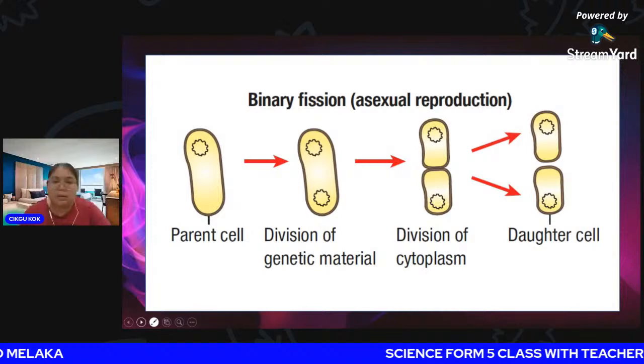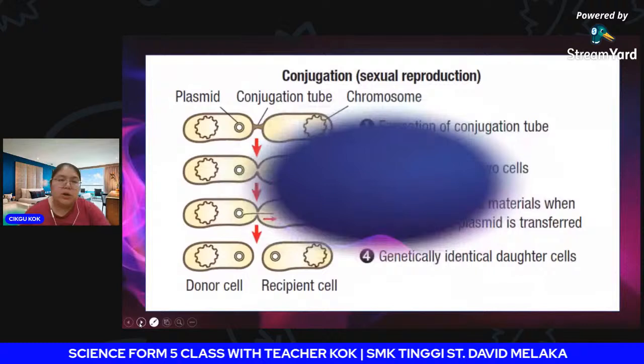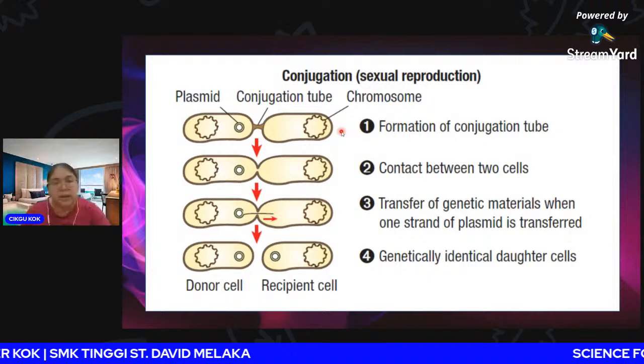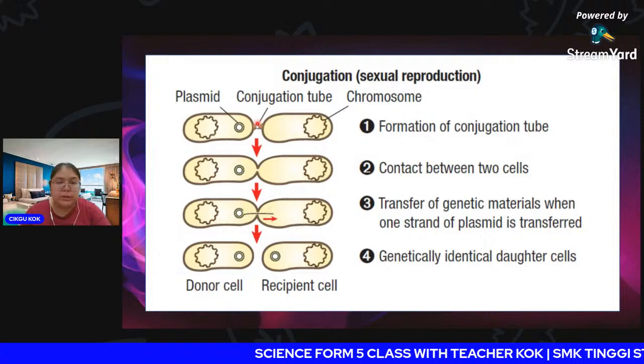Okay, sexually means they're using conjugation. Okay, let's see the conjugation. First, they have a plasmid. After that, they have the conjugation tube. This one is a chromosome. First is the formation of the conjugation tube. Okay, they have one formation. You can see another one, on the right hand side, which doesn't have any plasmid.